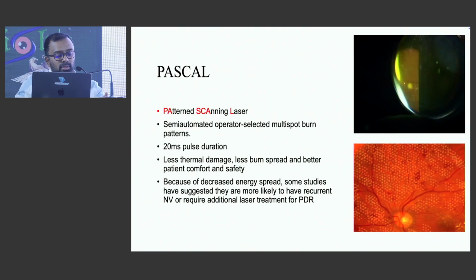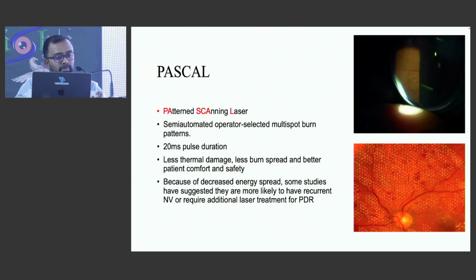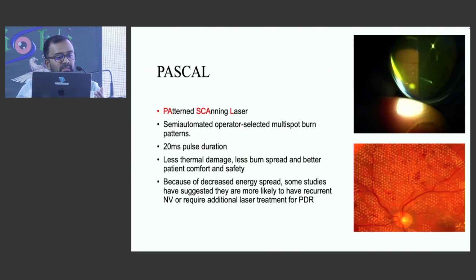There's another relatively new machine called Pascal. This is a pattern scanning laser. It's a semi-automated multi-spot burn pattern with 20 millisecond duration. It has less thermal damage, less burn speed, and it has better patient comfort and safety. But some studies have suggested they're more likely to have recurrent neovascularization or require additional PRP for PDR.